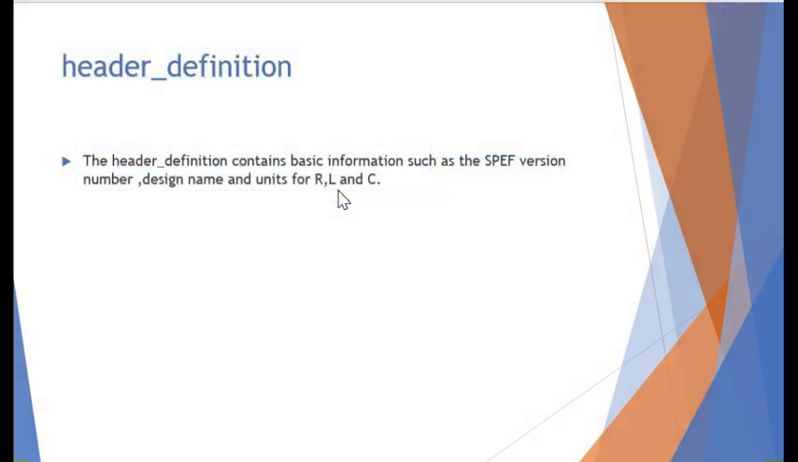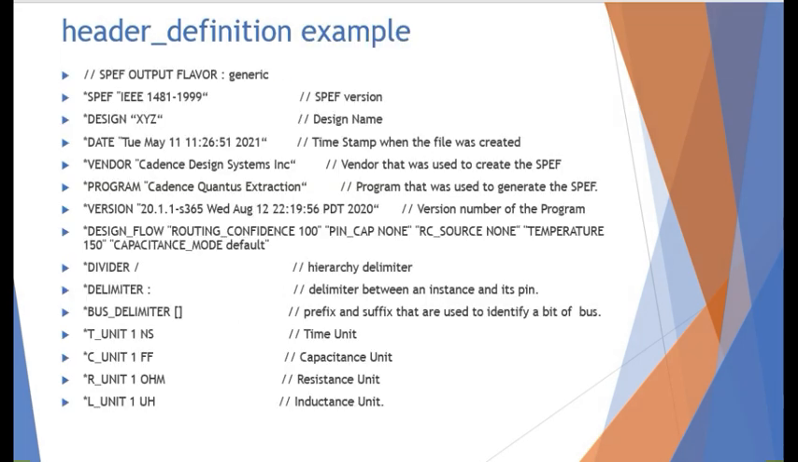So the spef file starts with the header definition, and the header definition contains the basic information such as spef version number, design name, units for RLC. Now let's see one example of a header definition for better understanding. As you can see, this is one example of a header definition, and here this is the spef version. This is a design name. XYZ is one design name.